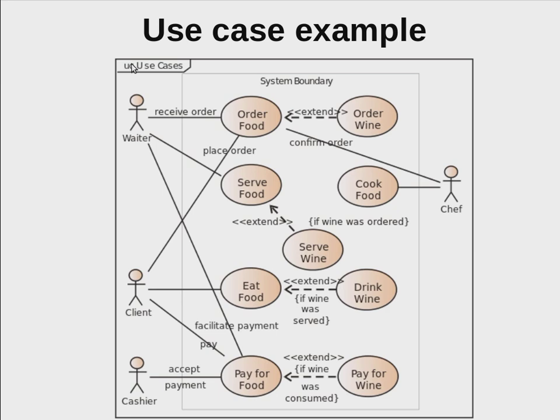And so this is a package, and this is your system boundary, which shows your use cases. And here you see another thing, for example, extension from serve food to serve wine. Again, in general, it's just a dependency, but in this case, dependency means a specific extension of these use cases. And then with these lines you show who uses what and who does what.